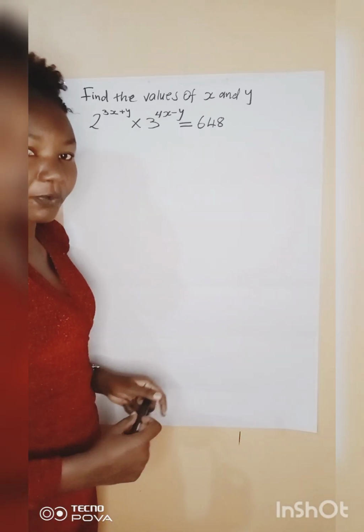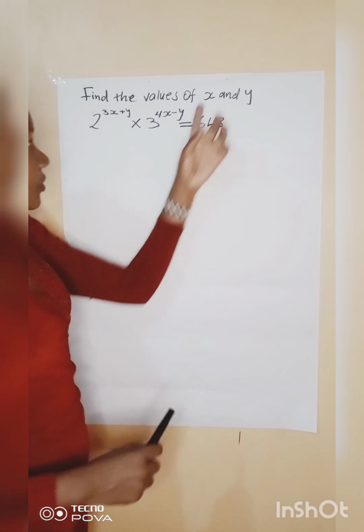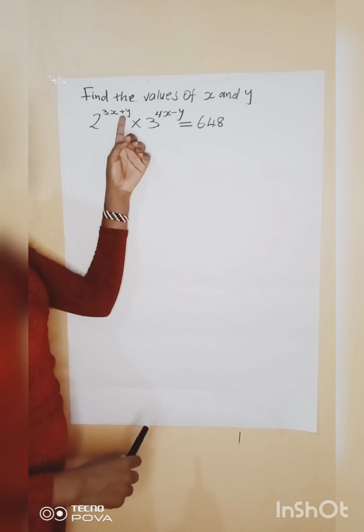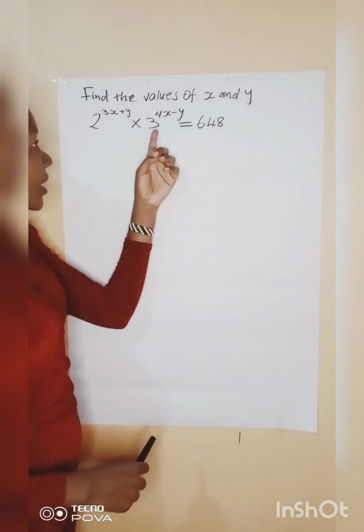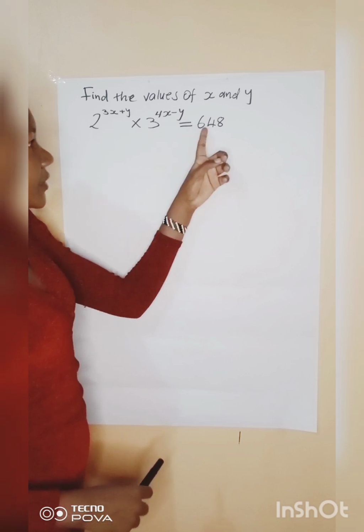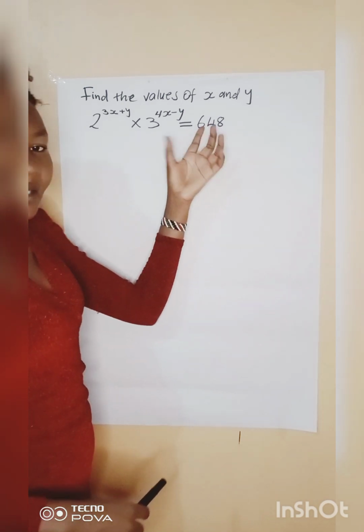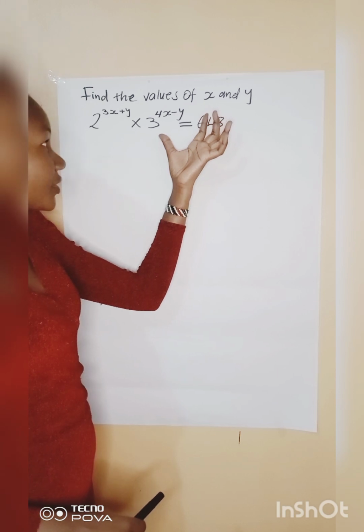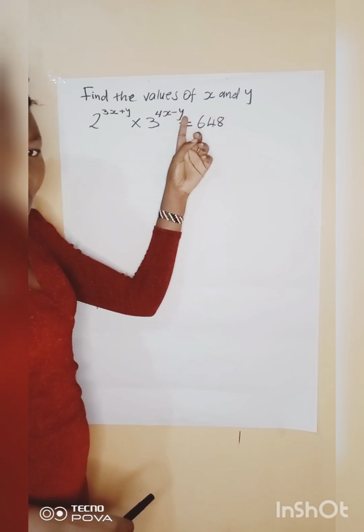For today's video, we are going to look at indices, and this is the equation that you are going to solve today. You are told to find the values of x and y in the following equation: 2 power 3x plus y multiplied by 3 power 4x minus y equals 648. Now you realize that in our equation here we have two unknown variables. We have x and y.